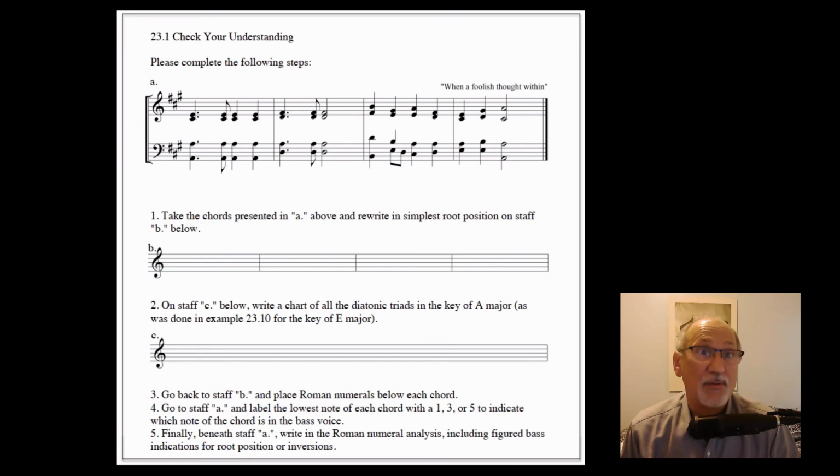Okay, you can go ahead and check your understanding 23.1, in which you have to take a look at a short piece of music, and you're going to go through this same process that we just went through. First, reducing to the simplest root position, then writing a chart for all of the chords in this key. In this case, it's the key of A, and then going back and labeling the chords not only with the Roman numeral, but also with figured bass symbols where appropriate.